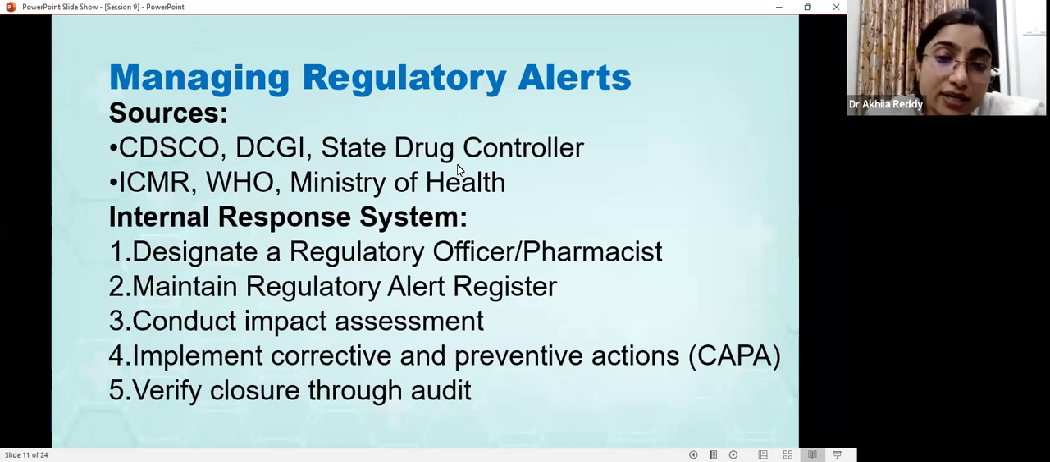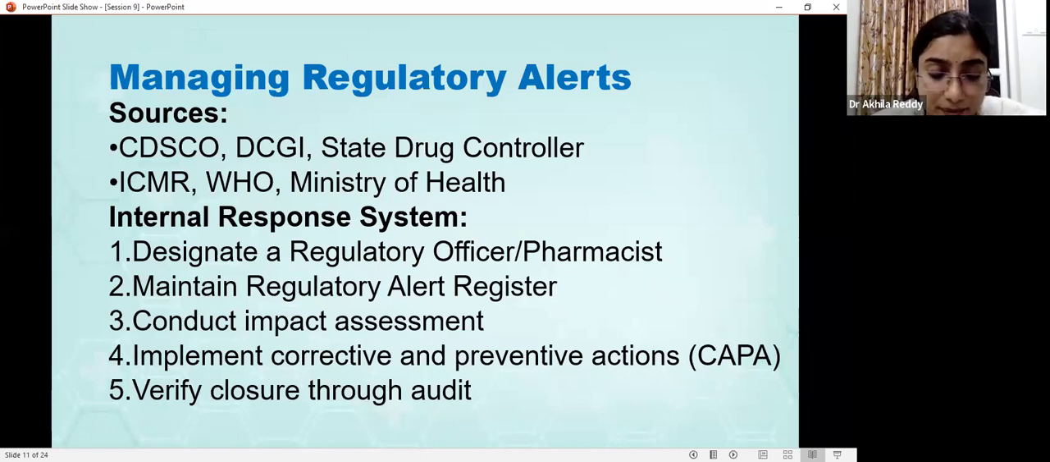Whenever we go through all the resources and we get any alert, see, recently Coldrif syrup got banned. What happened? All the hospitals and all the pharmacies collected those medications and sent them to the vendor. The vendor sent them to a particular manufacturer. If we are not aware of it, and due to lack of awareness we still use the same medication for the patient, the patient might get the same reactions, which may even be life threatening.